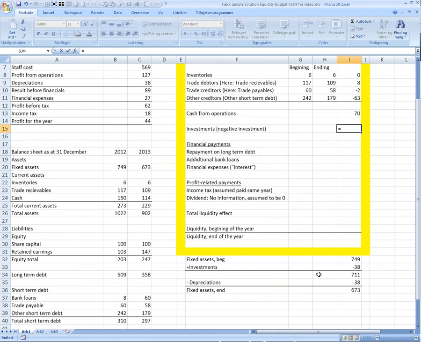So we have to change the sign here. That'll be 38. I would say that's a tricky one. That's probably one of the most challenging parts in this assignment.